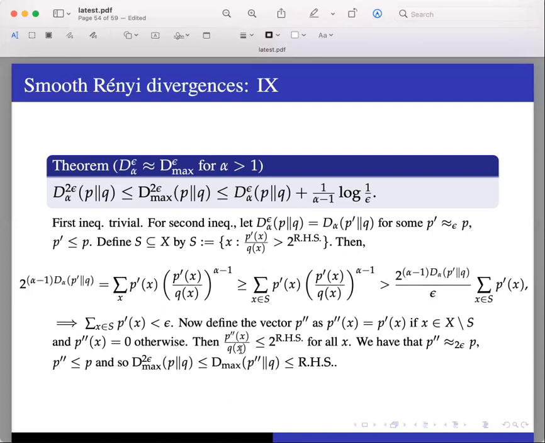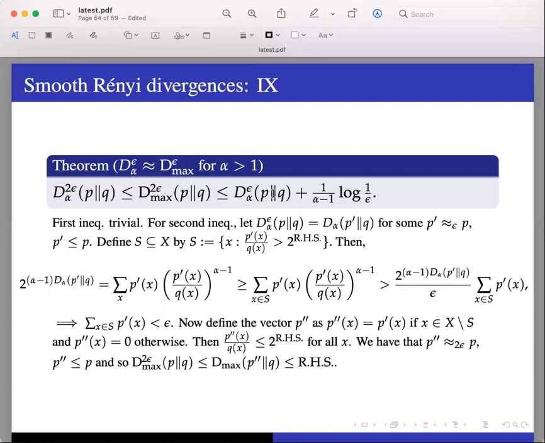Then of course P double prime(x) by Q(x) is less than the right hand side for all x. Okay. And by triangle inequality, I can check that P double prime is 2 epsilon close to P. And of course it is also less than or equal to P, just obtained by zeroing things out. So I get this: D max 2 epsilon is less than or equal to the non-smooth D max for P double prime with respect to Q, which is less than the RHS. Okay, so this finishes the proof of this theorem.